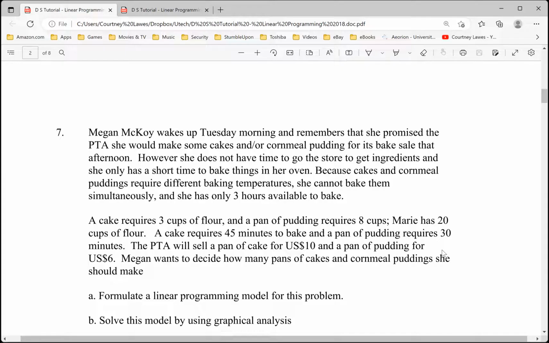The PTA will sell a pan of cake for US $10 and a pan of pudding for US $6. Megan wants to decide how many pans of cakes and cornmeal pudding she should make. It says formulate a linear programming model for this problem, right? For your 40%, and then solve the model using graphical analysis. So let's go to this and I'll show you the approach. All right, let's go to the board.